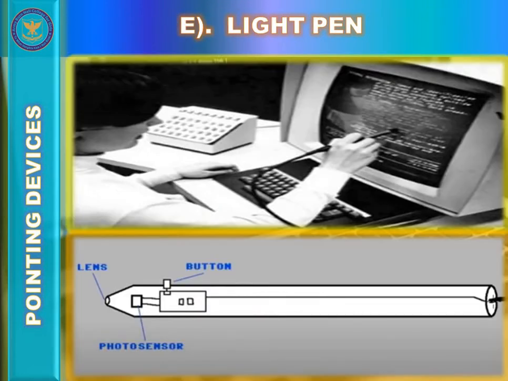Moving on, we are starting with our next pointing input device, the light pen. That is our fifth pointing input device. Now what is basically a light pen? A light pen is a light-sensitive pointing input device commonly used to select or otherwise modify text or data on a screen.